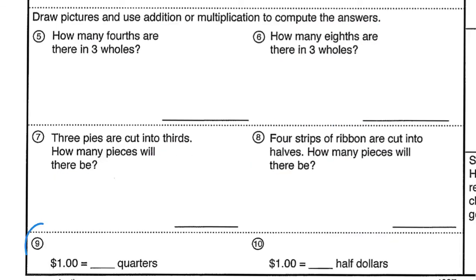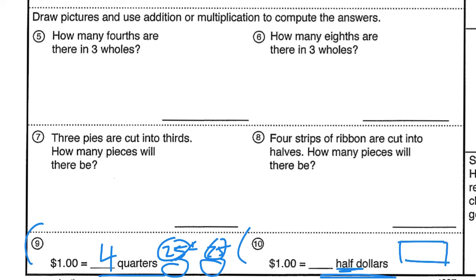The last part right down here, 9 and 10. See if you can just guess on these, and then I'll go over it after you've tried it on your own. $1 equals how many quarters? Well, 1 quarter is 25 cents. So 2 quarters, here's another 25 cents, that's 50 cents. 3 quarters makes 75 cents, and 4 quarters makes $1. The answer is 4. How many half dollars make $1? Well, just by definition, if you're taking $1 and you're cutting it in half, it takes 2 half dollars to make $1. The correct answer is 2.